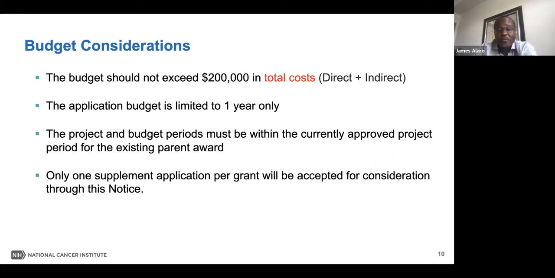Only one supplement will be funded per grant. So we ask you to consider that when you're submitting your application.